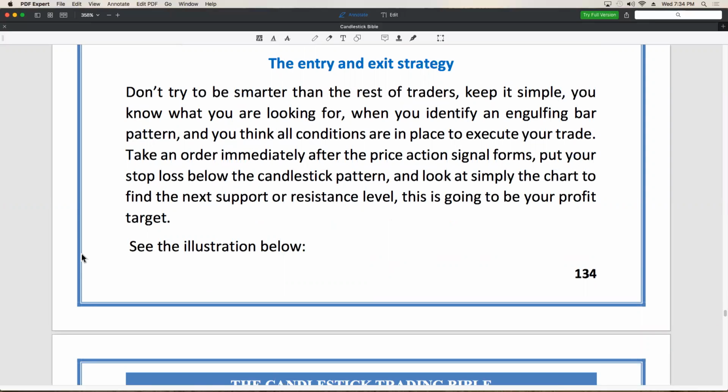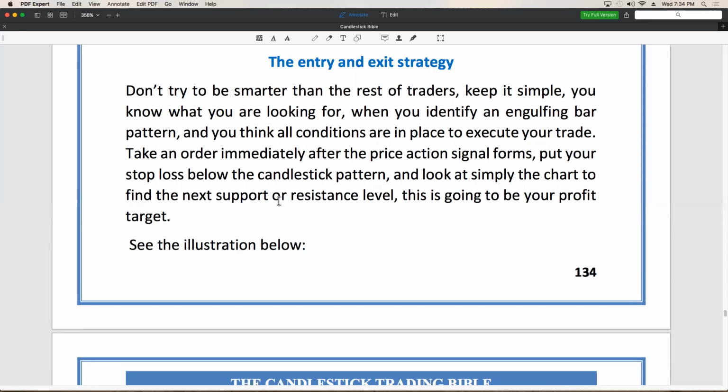So don't try to be smarter than the rest of the traders. Keep it simple. You know what you're looking for. When you identify an engulfing bar pattern and you think all conditions are in place to execute your trade, take an order immediately after the price action signal forms. Put your stop loss below the candlestick pattern and look at the chart to find the next support and resistance level. And this is going to be your profit target. See illustration below.